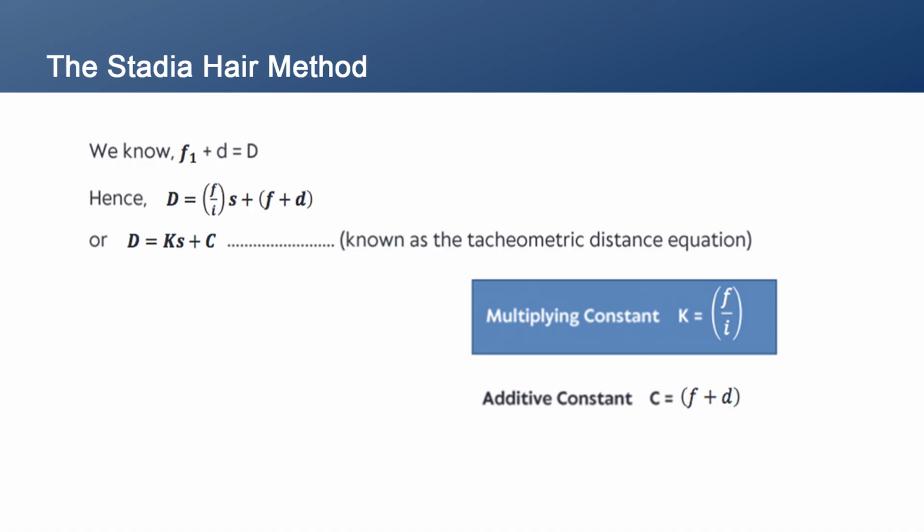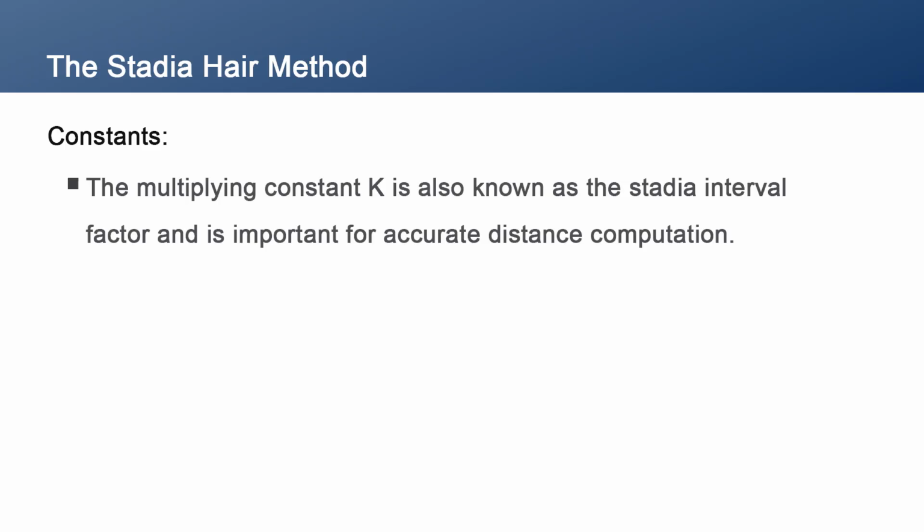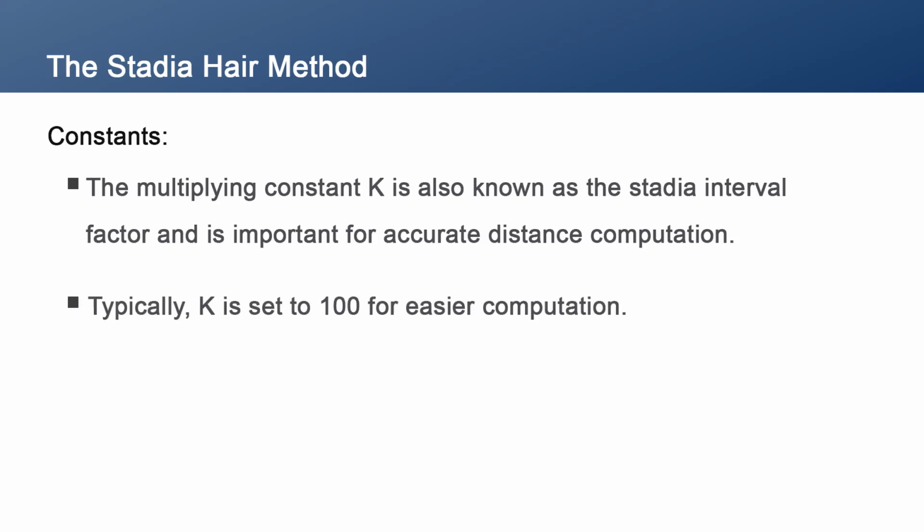Here, f by i, represented by capital K, is called the multiplying constant, and f plus d, represented by capital C, is called the additive constant. The multiplying constant capital K is also known as the stadia interval factor, and it is important for accurate distance computation. Typically, K is kept as 100 for easier computation.